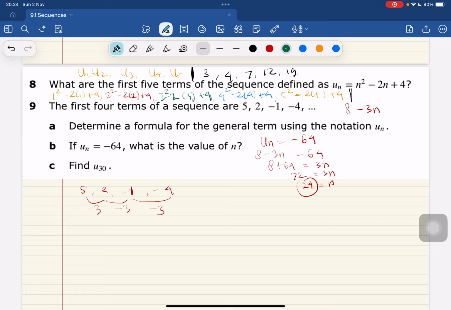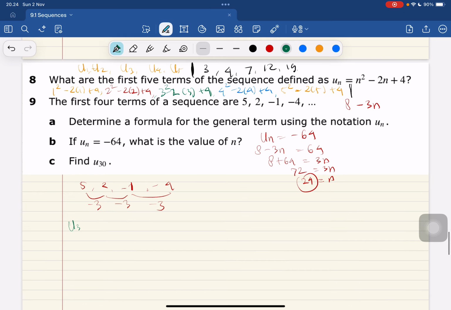Now find U30. Okay, here U30 equals 8 minus 3 times 30. Okay, we got 8 minus 90. So U30 equals minus 82.